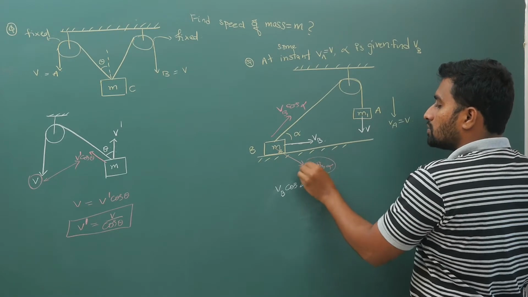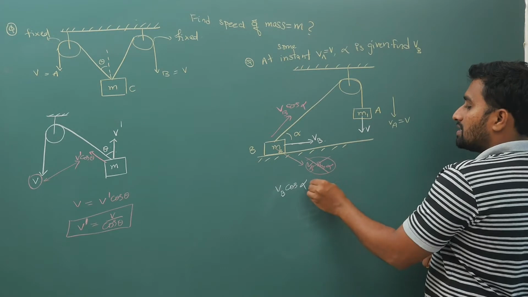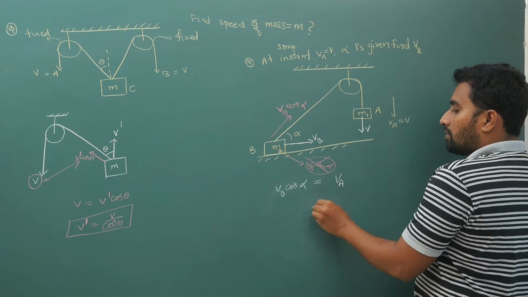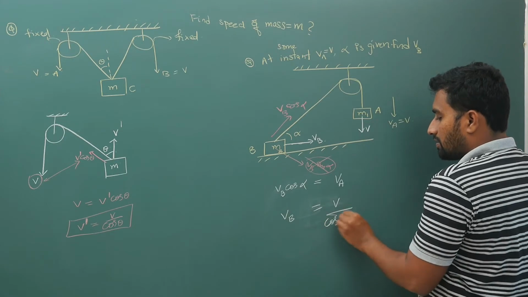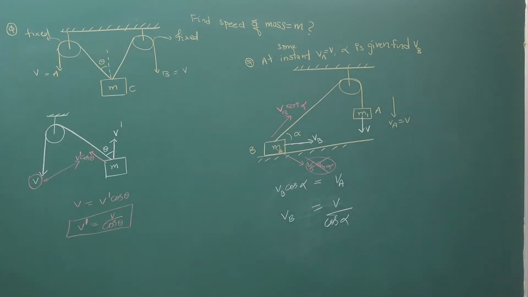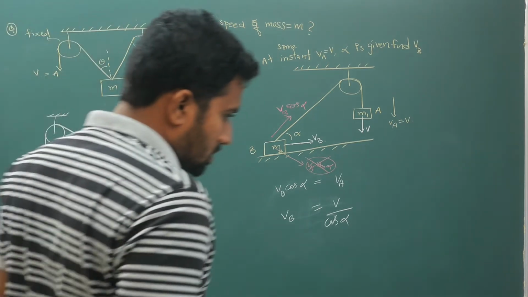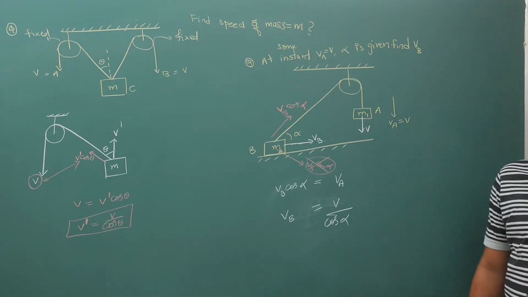What are you supposed to equate? This is not of any use to us. VB cos alpha is equal to VA, but VA means V. So your VB is V by cos alpha. Pretty simple. Please do not complicate the subject. Whatever information is given, please take it as such and try to apply the basic scenarios. Do not complicate things. I am being very clear.